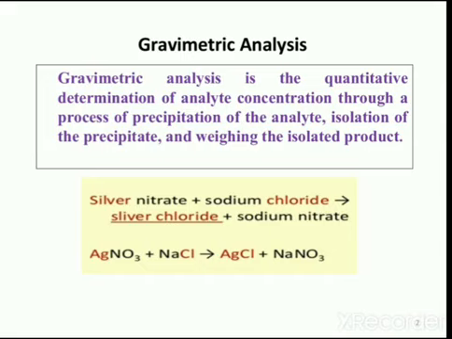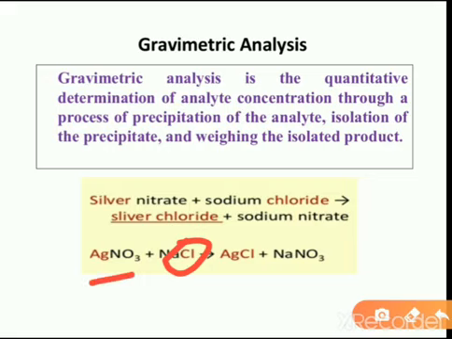What is gravimetric analysis? Gravimetric analysis is the quantitative determination of analyte concentration through a process of precipitation of the analyte, isolation of the precipitate, and weighing the isolated product. For example, if we want to estimate the chloride ion, we use a precipitant, silver nitrate. It is precipitated as silver chloride. This silver chloride precipitate is isolated and weighed, and from it we estimate the chloride ion.